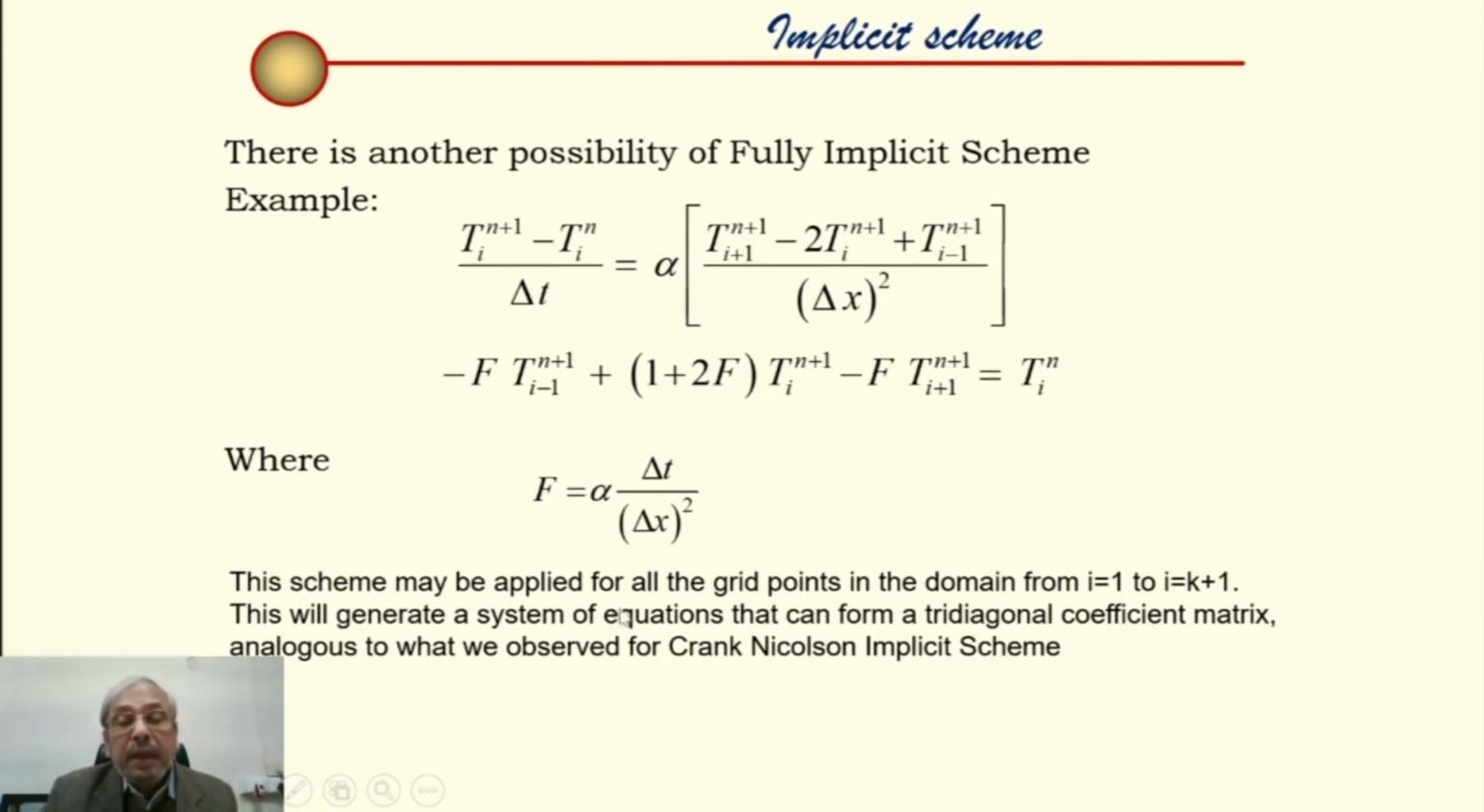This scheme may be applied for all the grid points in the domain from i equal to 1 to i equal to k plus 1. This will generate a system of equations that can form a tridiagonal coefficient matrix, analogous to what we observed for the Crank-Nicolson implicit scheme. So this is the fully implicit scheme, and we have also discussed today the Crank-Nicolson implicit scheme.